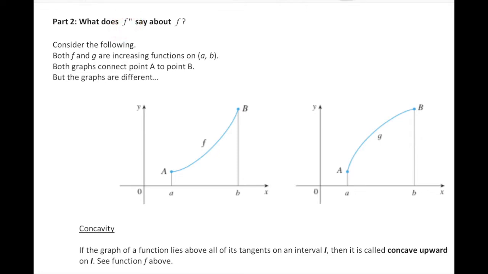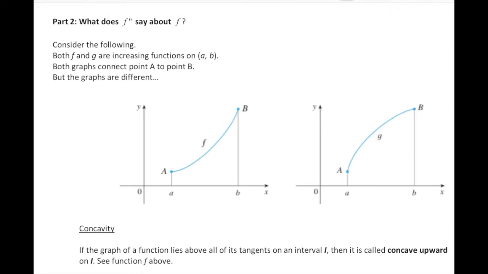Now here I've got two different graphs, very similar. Both f and g are increasing functions on that open interval a to b. They are both always going up. Both connect from point A to point B, but they're different. It's about the curvature. F has this kind of curvature where it's pulled down, curving towards the up. G is kind of curving towards the downside. That's going to be the difference here.